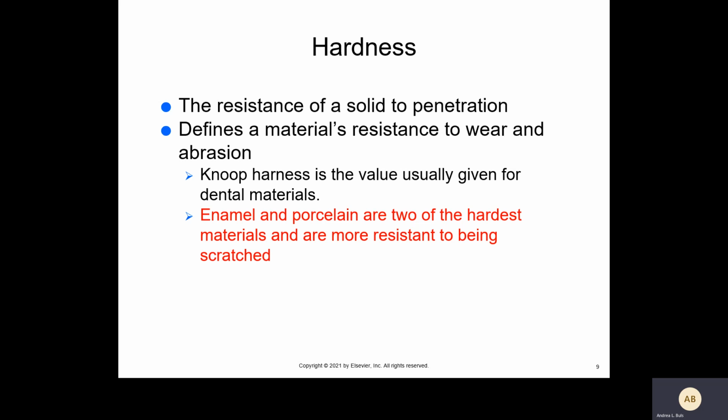Hardness is the resistance of a solid to penetration. So this will define the material's resistance to wear and abrasion. You can imagine that this is very important for dental materials. They obviously withstand a lot of stress, so they need to be hard. The Knoop hardness is the value that's usually given for dental materials. And enamel and porcelain both are hard materials and are more resistant to being scratched than other materials in the mouth.